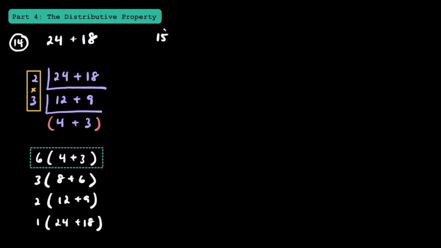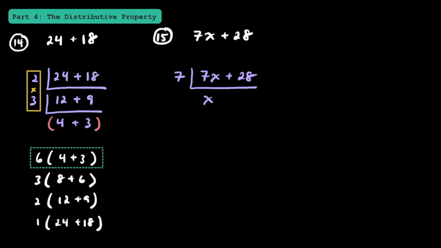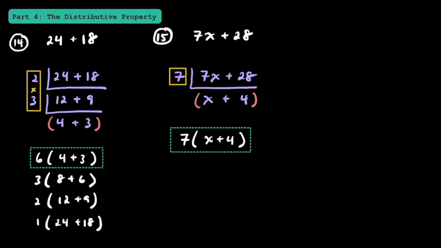Let's try 15. We have the expression 7x plus 28. We need to think of a common factor between the terms of 7x and 28. Looking at the coefficient of 7 and the constant of 28, we can think of the number 7. 7 goes into 7x x times, and 7 goes into 28 4 times. Since x and 4 are relatively prime, our GCF is equal to 7. Using the distributive property, we can rewrite this expression as 7 times the quantity of x plus 4. This is our equivalent expression using the distributive property.